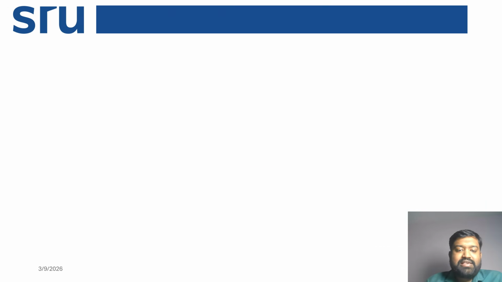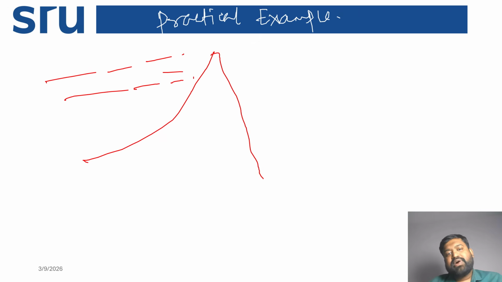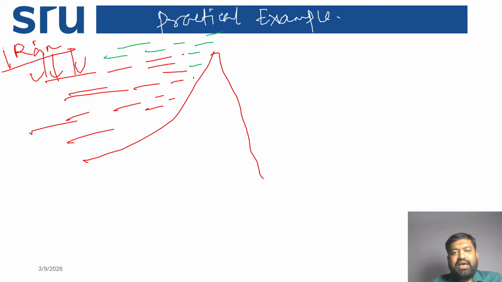Now I am giving a practical example of where you can use the synchronous generator. Everybody knows about dams. Dams are places where we can store water. This is the water level. Suppose someday the rain increases, then this water level will also increase.